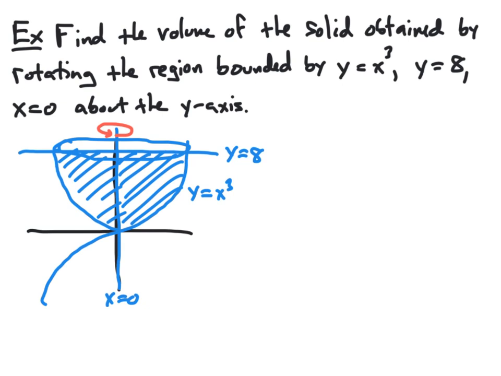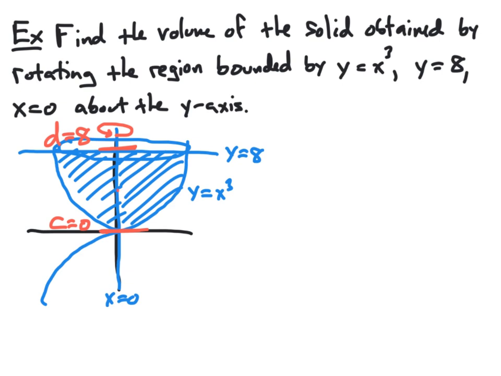By looking at our solid, we can easily see that the solid sits between the value c equals 0 on the bottom and d equals 8 on the top. These are the values along the y-axis that bound our solid. And so the integral that we're going to use to compute our volume is going to be the integral from 0 to 8.